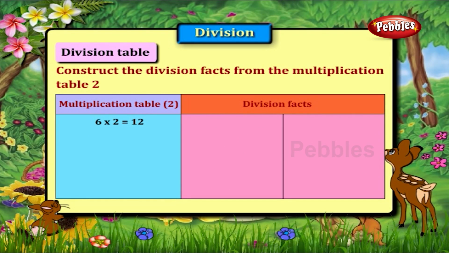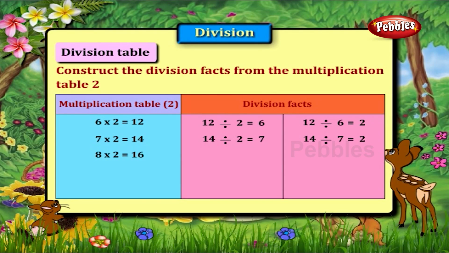6 into 2 is equal to 12. 12 divided by 2 is equal to 6. 12 divided by 6 is equal to 2. 7 into 2 is equal to 14. 14 divided by 2 is equal to 7. 14 divided by 7 is equal to 2.